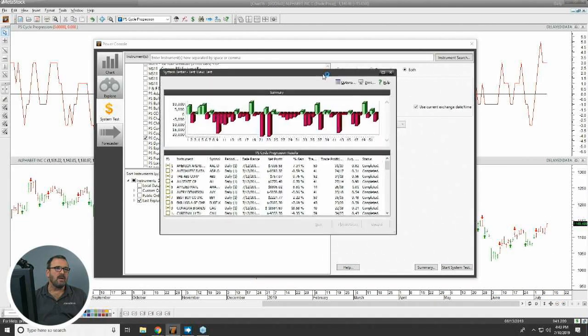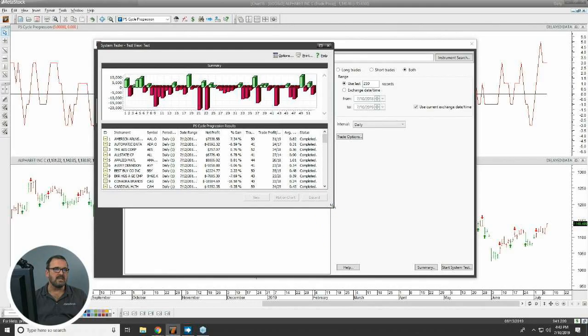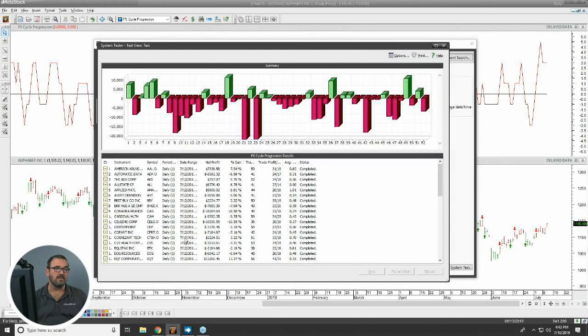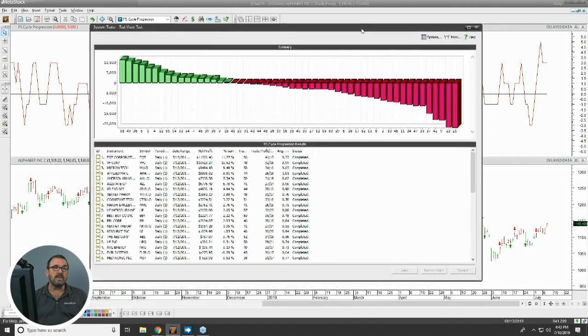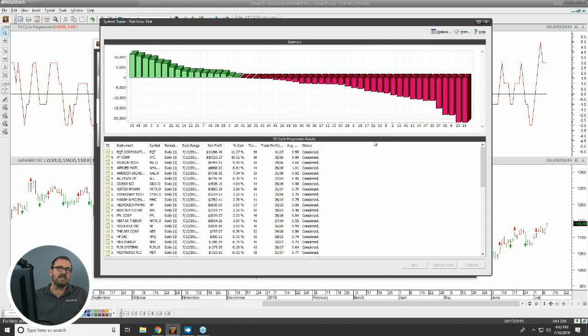All right, now unlike the last system test we did, this starts with securities. So this list here is the list of securities we just tested against, and they're only tested against the PS cycle progression. And what we have here is a list of net profit. So once again, when we're looking at this, don't just look at the thing that is the most profitable, dig into it and make sure it's profitable on your terms, right?